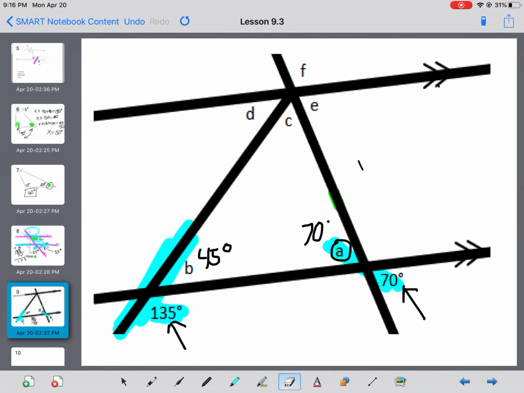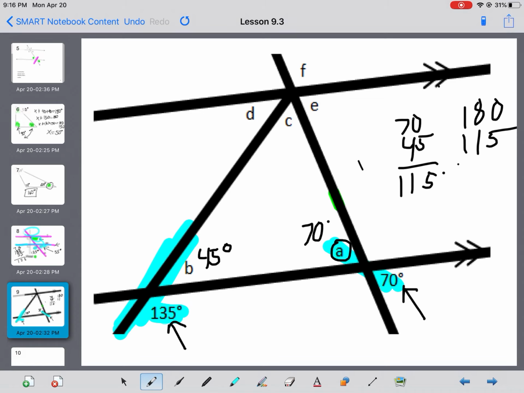Now I can apply my knowledge about triangles. And I know that triangles together add up to 180 degrees. So what I can do is I can add up the angles I already know. So I already know that I've sort of used up, that's how I like to think of it, 115 degrees. So now I can just do some subtraction. I've used up 115 degrees. So I am left with angle C is 65 degrees.